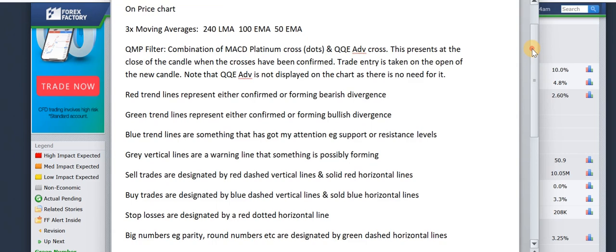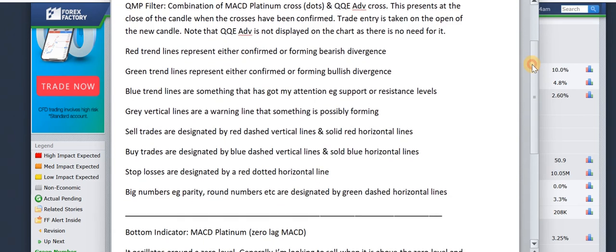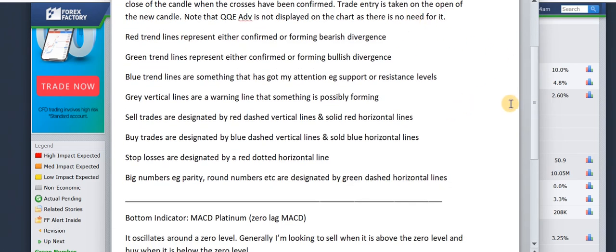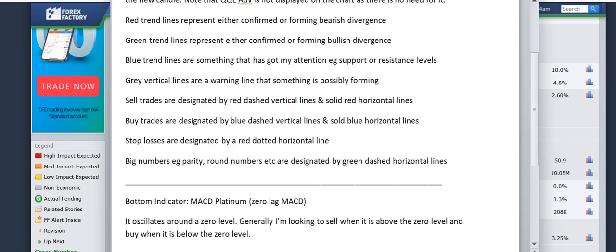But have a read of this. But I generally go through it all in the charts anyway. So that's what's on the charts. And this bottom part here is the MACD Platinum, which is the indicator at the bottom of the chart. It's a zero lag MACD. It oscillates around the zero level. And generally, I'm looking to sell when it's above the zero level and buy when it's below the zero level.